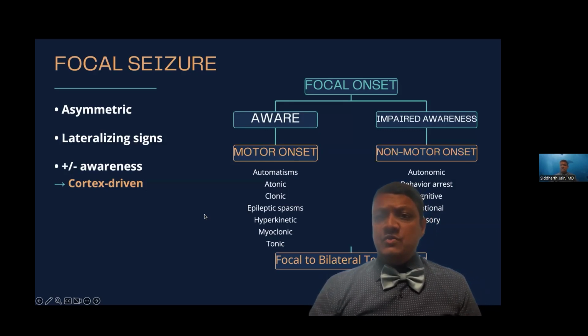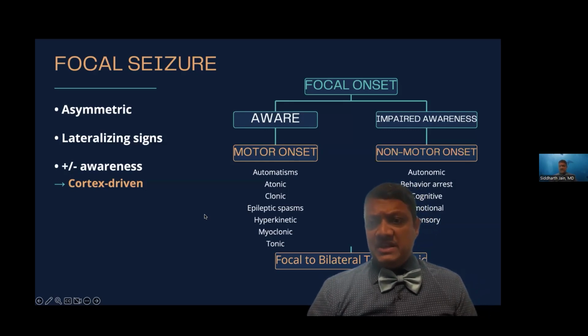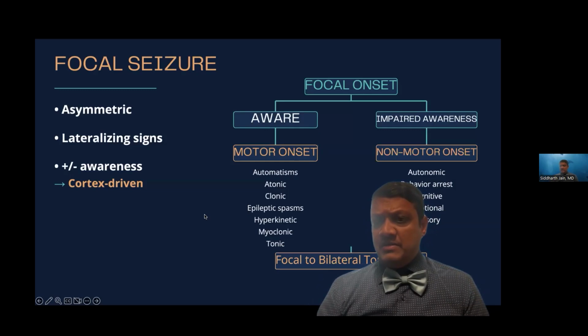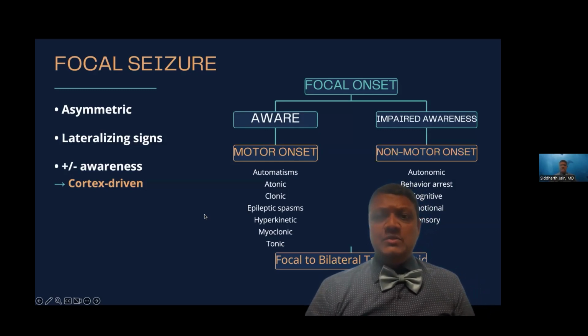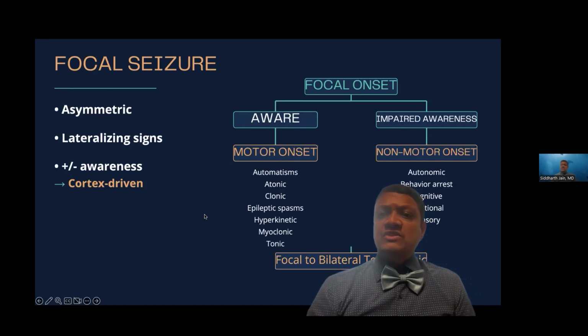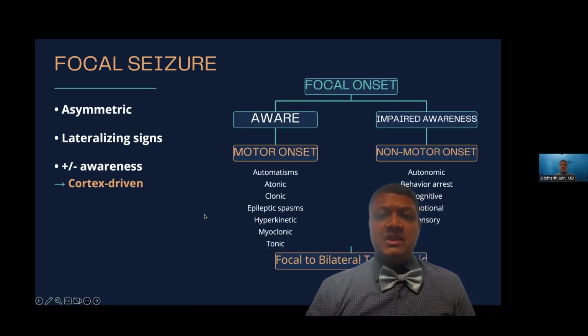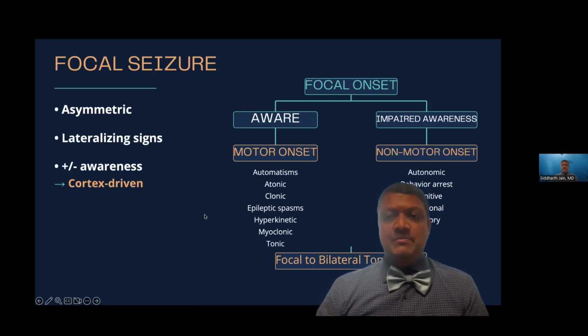The semiology, what the seizures look like at onset, reflects the cortical region of onset. And we'll discuss that in a little bit more detail in the upcoming slides. A seizure starting in the motor cortex will cause contralateral clonic jerking, whereas a seizure in the temporal lobe might cause an aura of déjà vu or fear, followed by behavioral arrest and automatisms. Understanding this anatomy may help predict the semiology and vice versa.